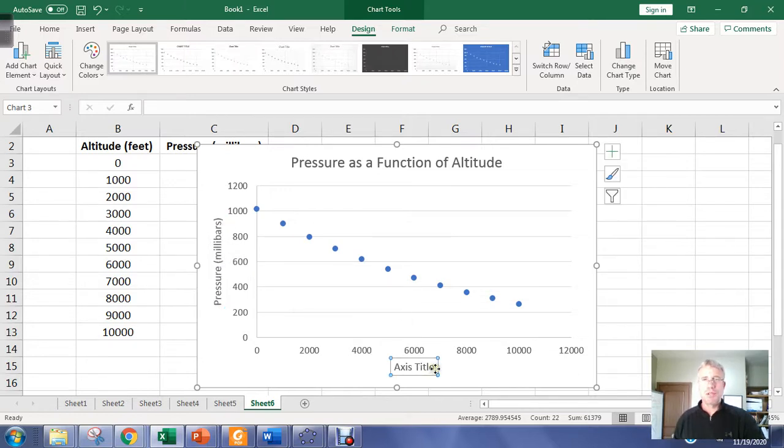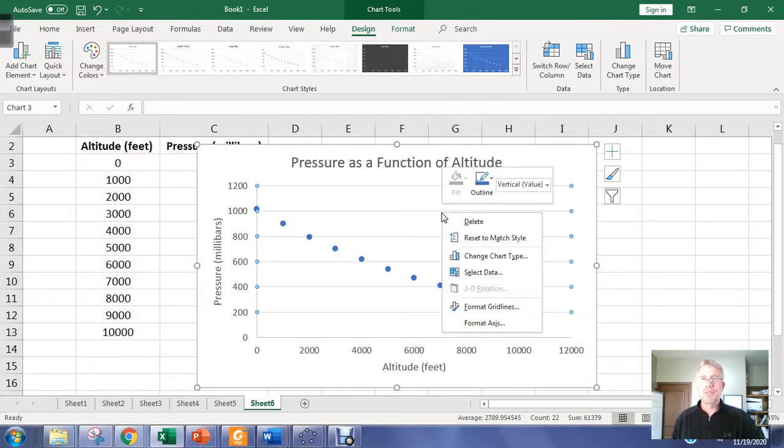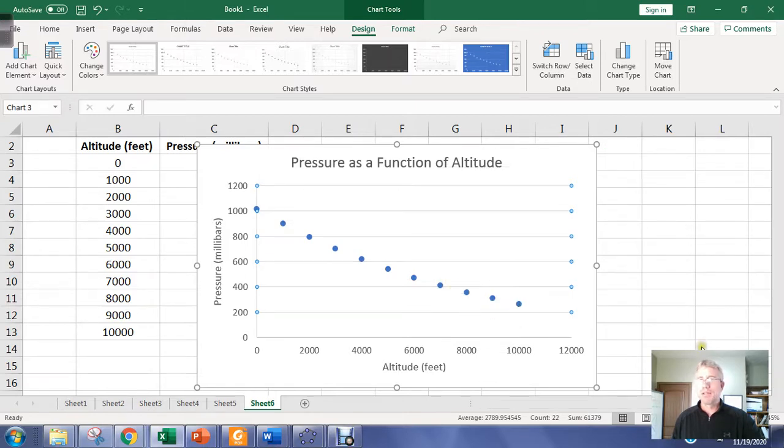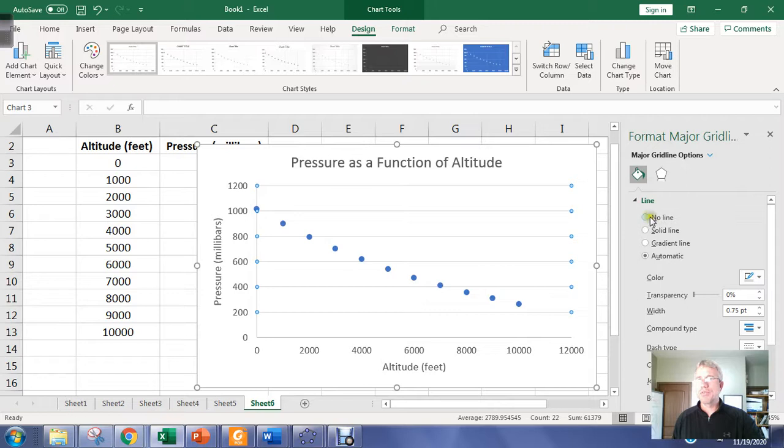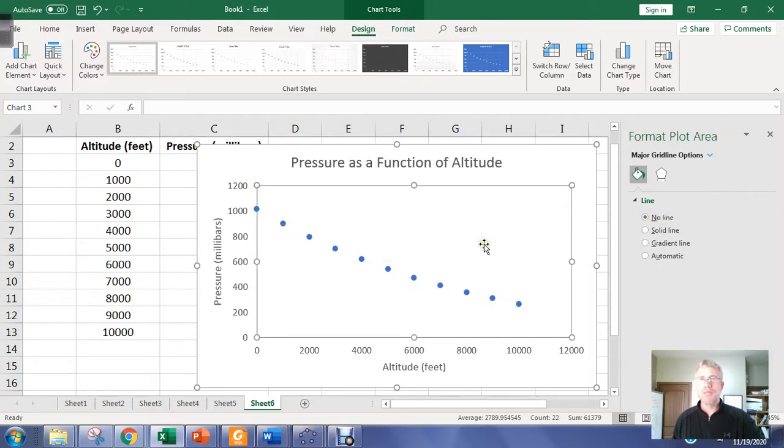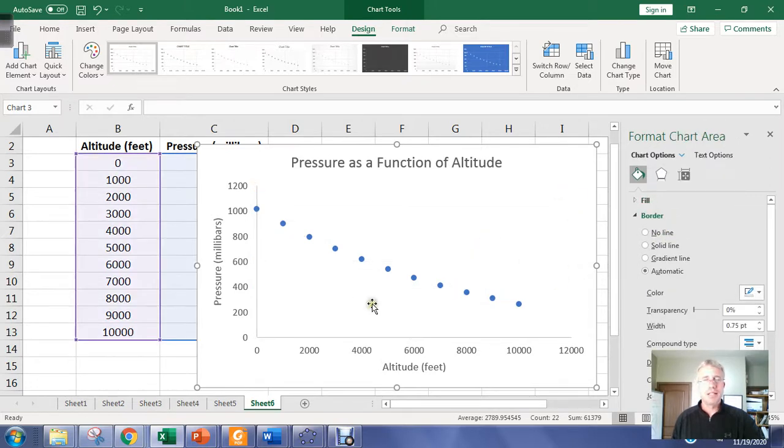And the inputs are our elevations or altitudes. So this is altitude, and our altitudes are measured in feet. I also think that the horizontal lines don't add much and actually make things look a little bit worse. So I usually like to format my grid lines and then turn them off, by selecting no line, unless I really have a good reason for keeping them there.